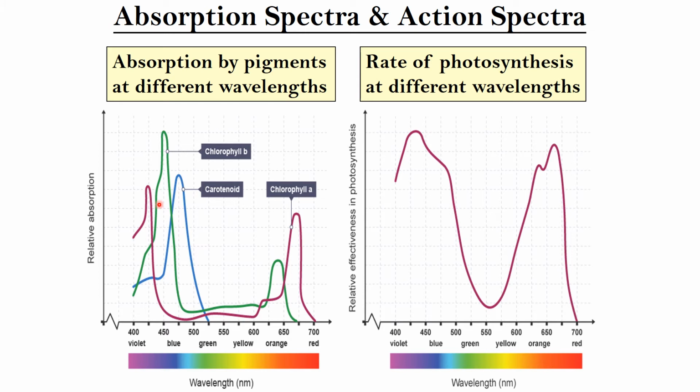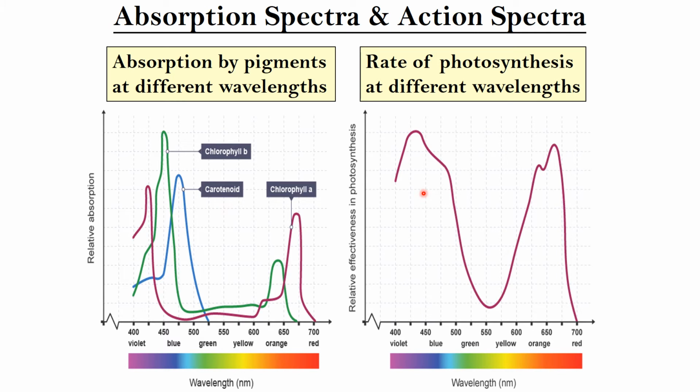Okay, so absorption spectrum is the wavelengths of light at which the three pigments absorb the energy, and then the action spectrum is the rate of photosynthesis at different wavelengths. So if you were to shine light onto a leaf at 550 nanometers, you're not going to have a high rate of photosynthesis because the pigments are not absorbing the light.